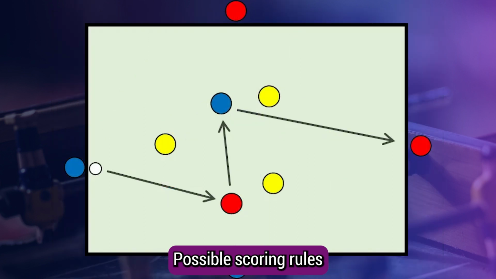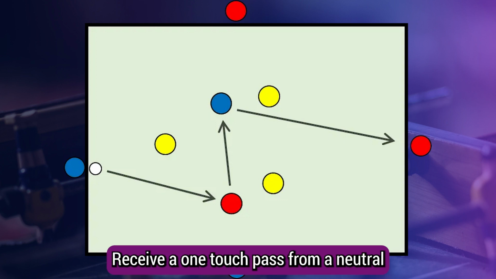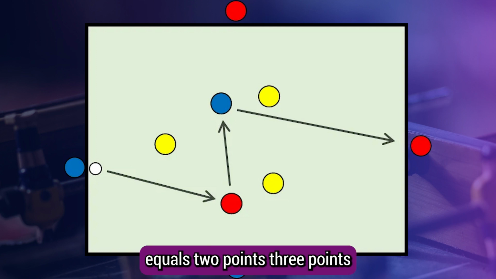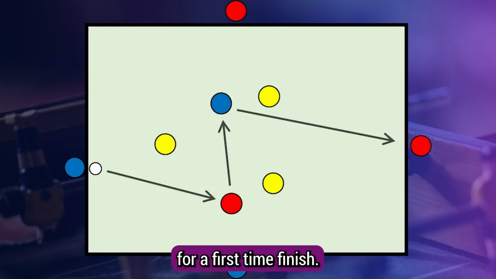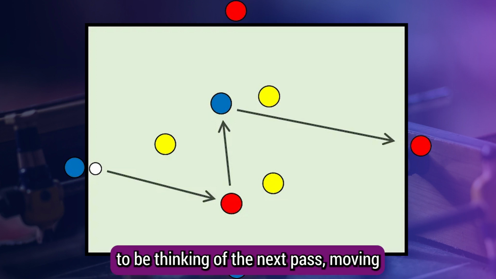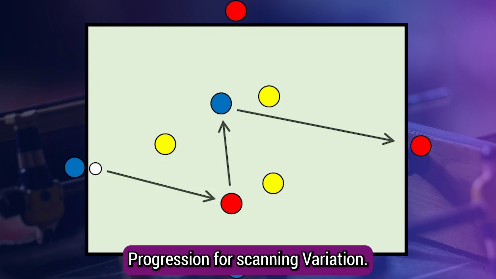Possible scoring rules: a normal goal equals 1 point. Receive a 1-touch pass from a neutral as the third player, then score, and it equals 2 points, with 3 points for a first-time finish. This rule implicitly encourages players to be thinking of the next pass, moving to receive as their teammate passes to a neutral player.